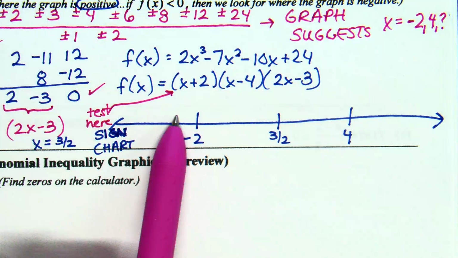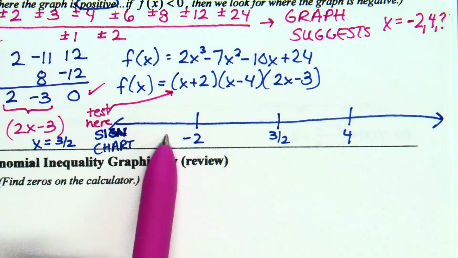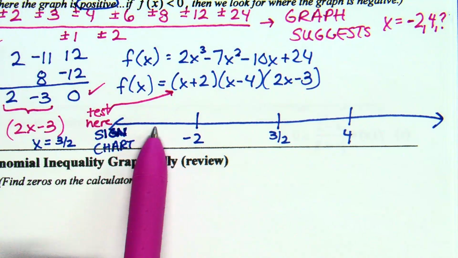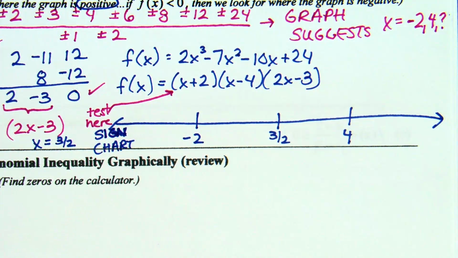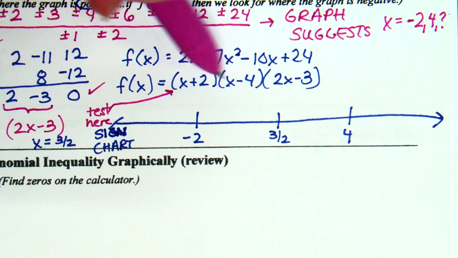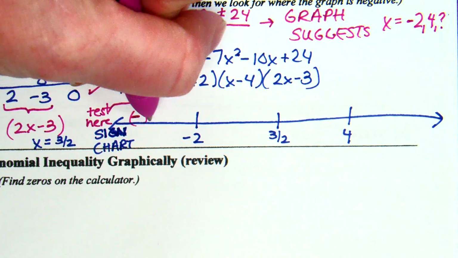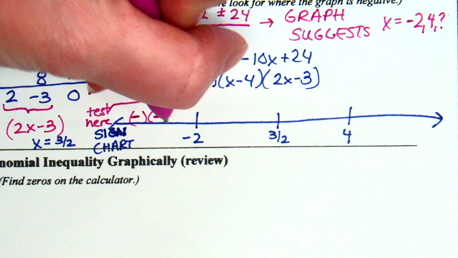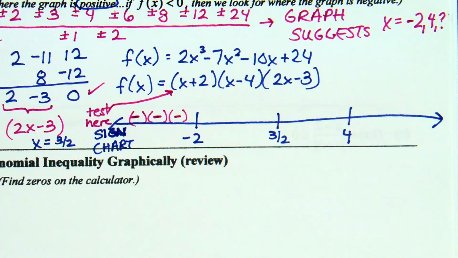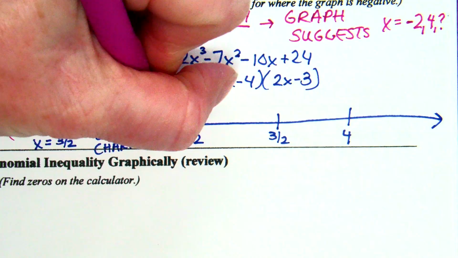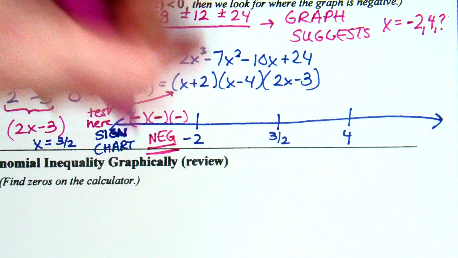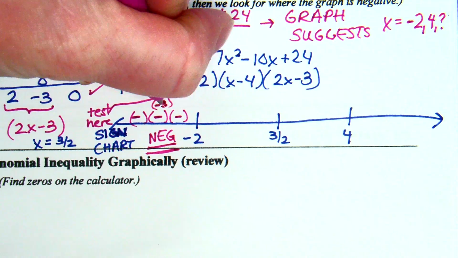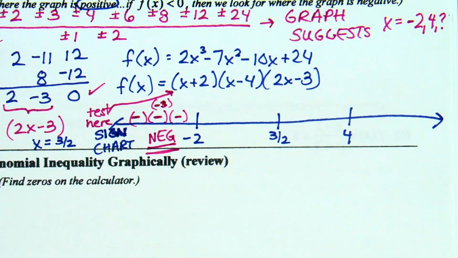What is a number that I can test in this first interval? So I need a number to the left of negative 2. You can use negative 3. You can use whatever number you want over there. You can write it down if you need to, or you can just know it in your head. What do you know about negative 3 plus 2? That's a negative. Negative 3 minus 4? Negative. 2 times negative 3 minus 3? Negative. So when I plugged my number in, I got 3 negatives. What's a negative times a negative times a negative? A negative. So this interval is negative. And again, I used negative 3. You might have used a slightly different number, but we should have gotten 3 negatives, which multiplies to be a negative.